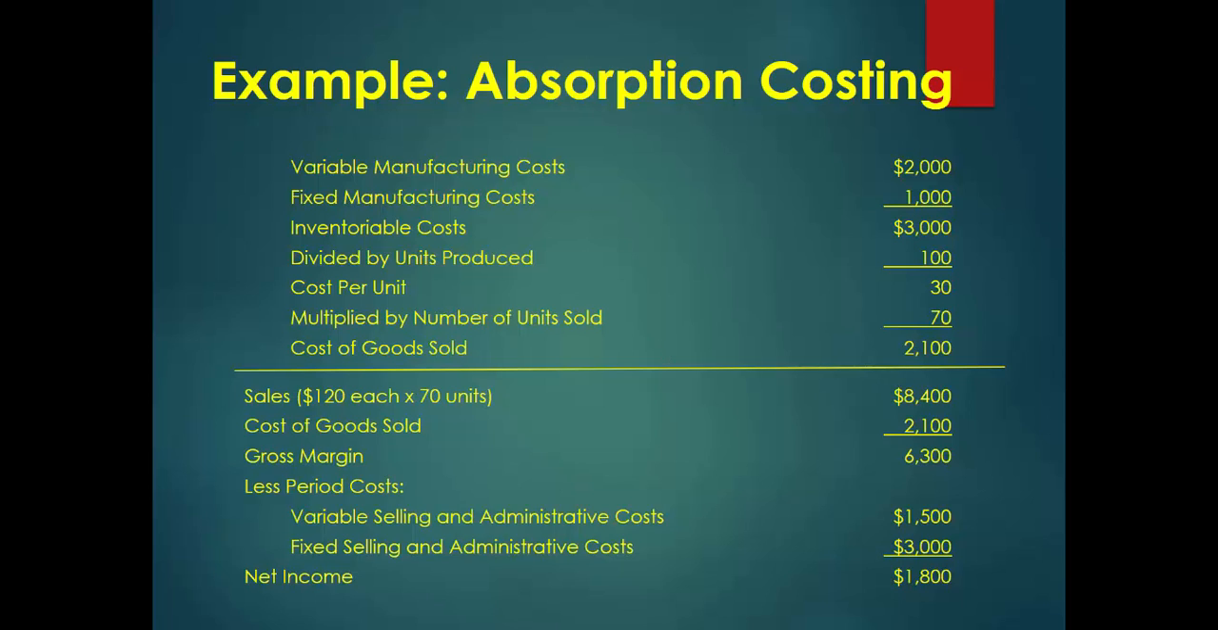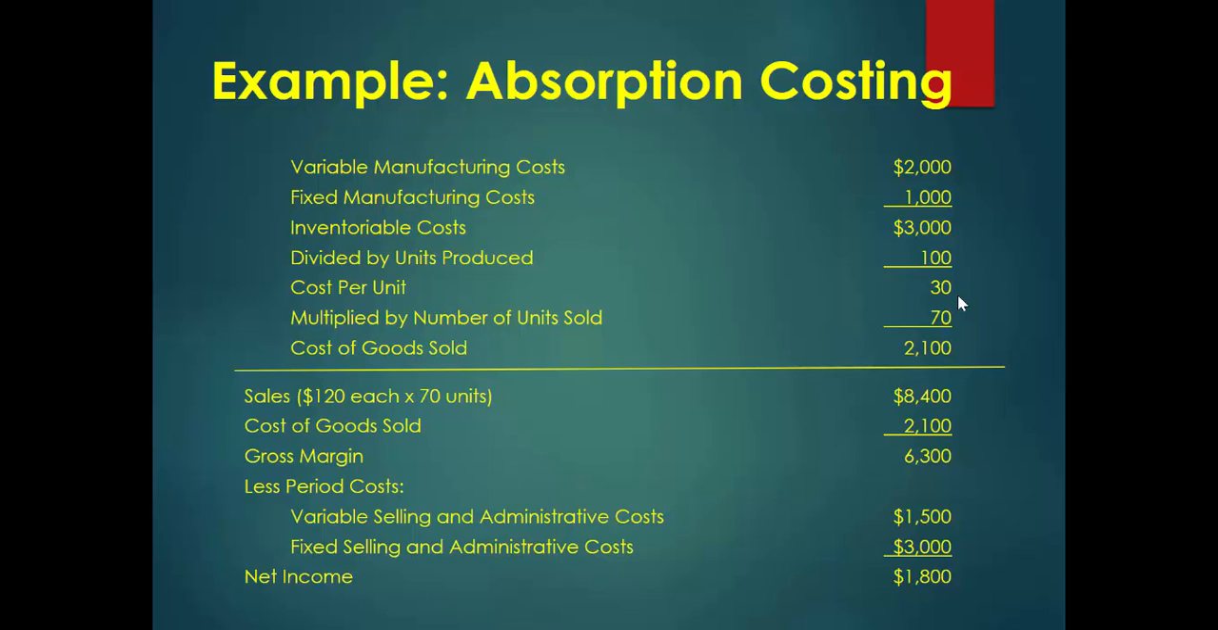So in absorption costing, remember all manufacturing costs are taken into consideration when determining the cost per unit. So we had variable manufacturing costs of $2,000 and fixed manufacturing costs of $1,000. So we had total costs of $3,000. Those are called inventoriable costs because they get assigned to the inventory and spread across the units that are produced. We're then going to take that and divide it by the number of units produced, which was 100, so our cost per unit was $30.